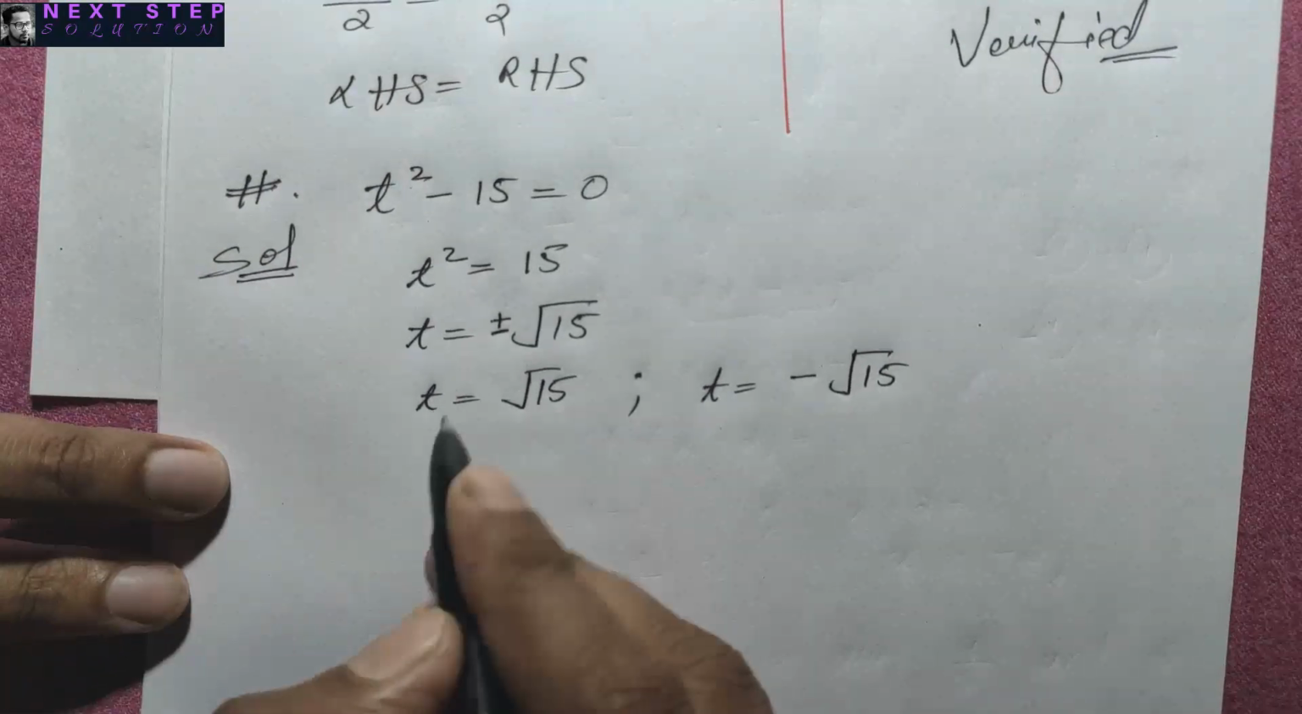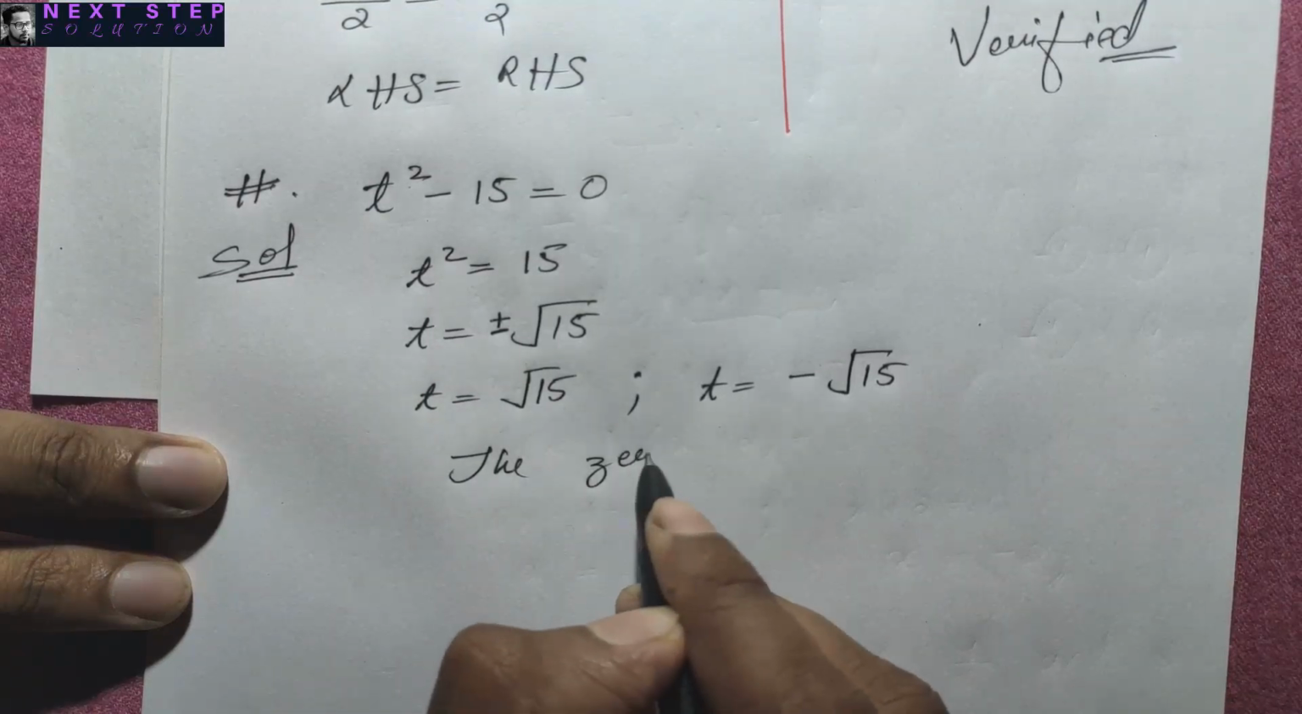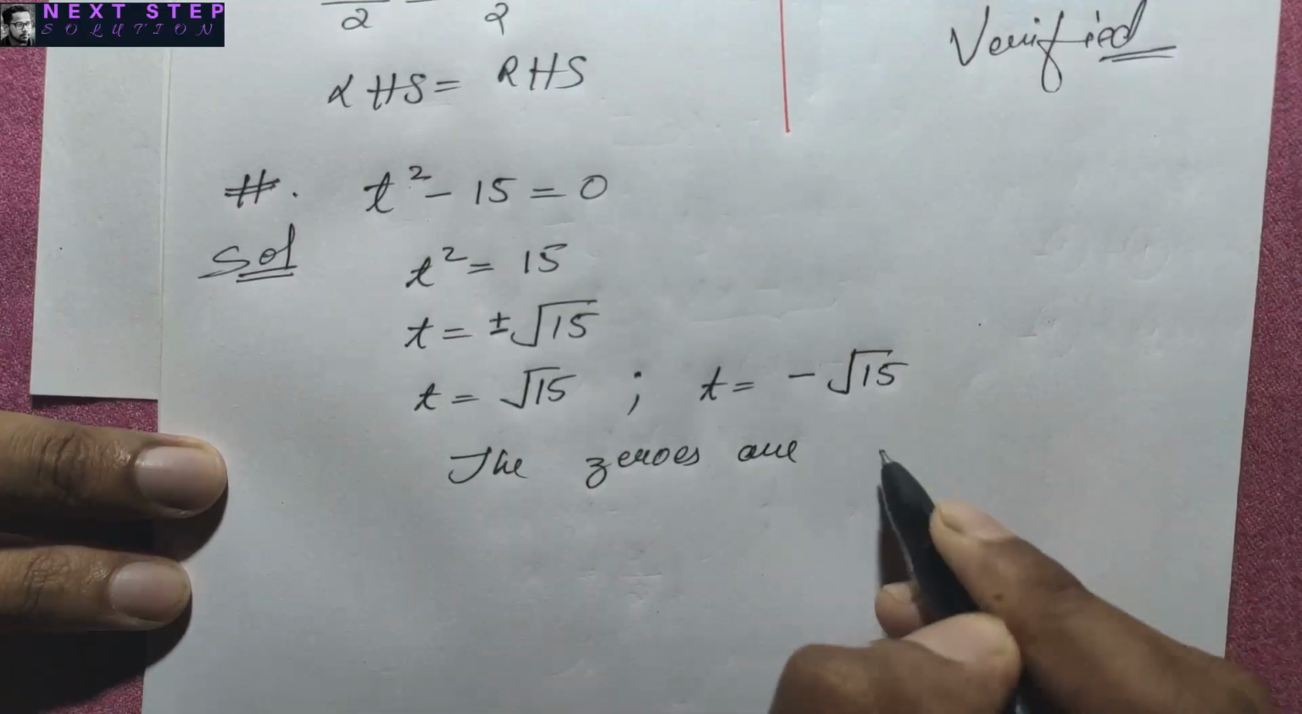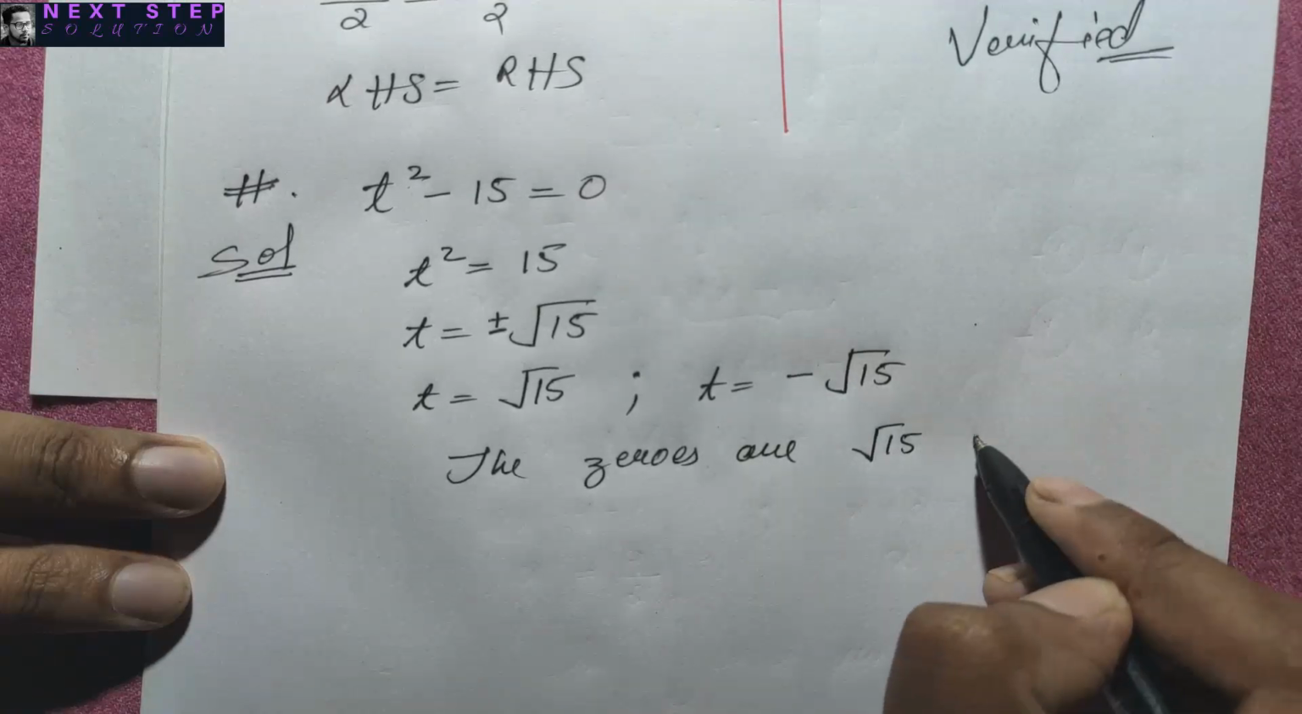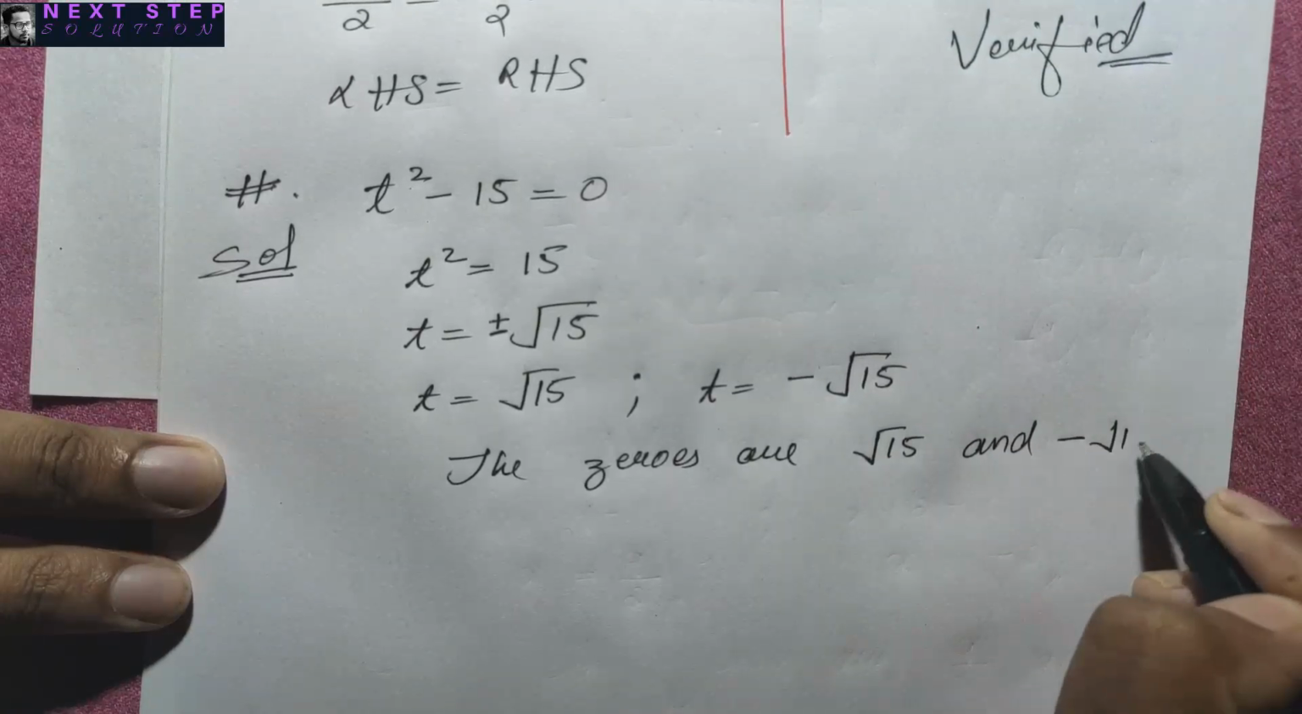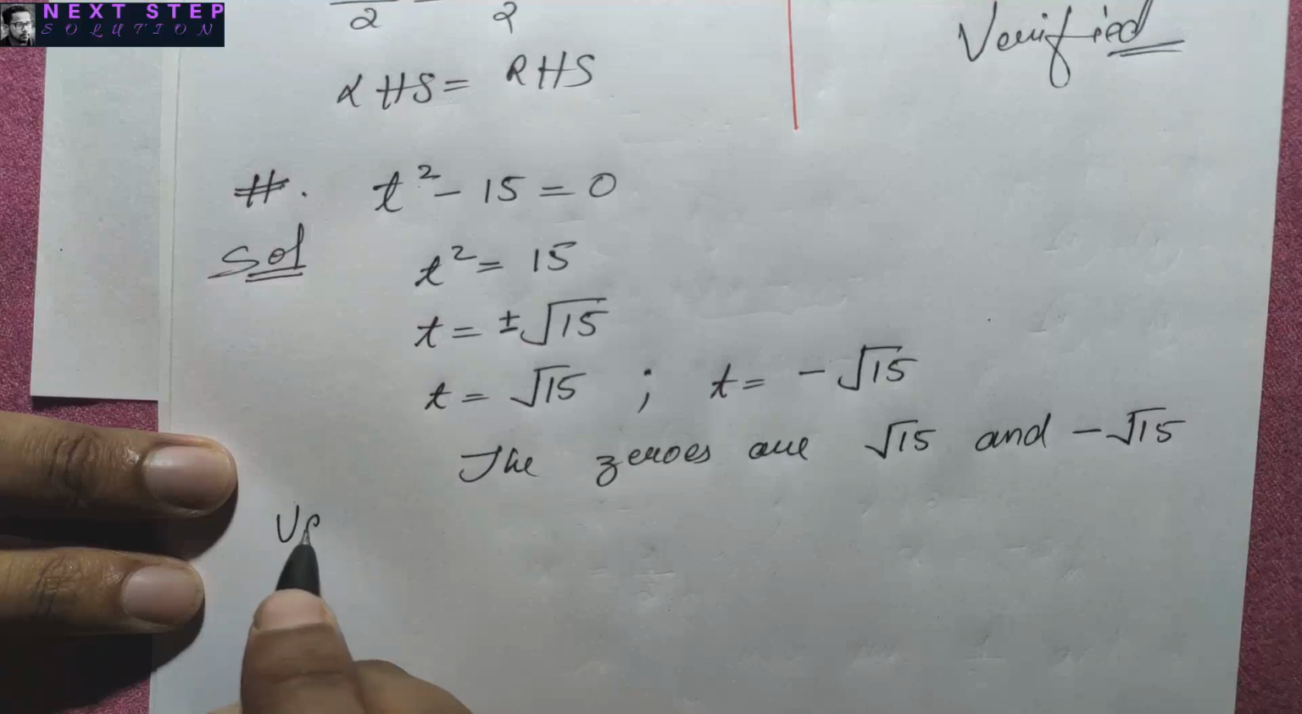Now we got the zeros. The zeros are root over 15 and minus root over 15. Now we shall verify.